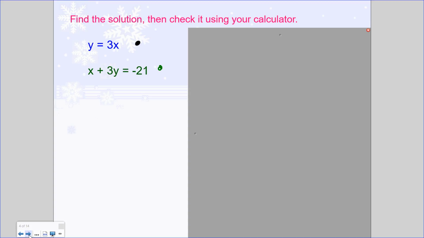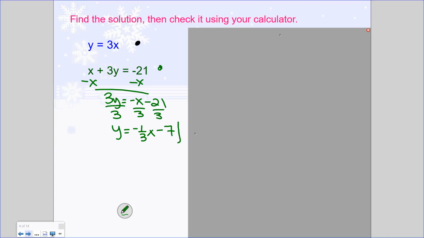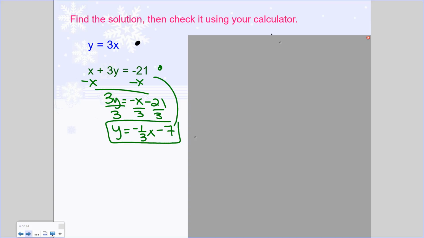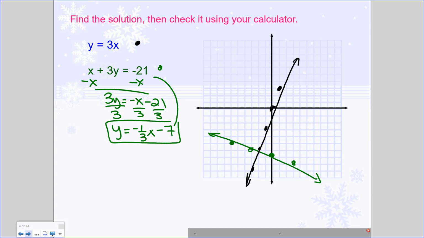Okay, so for this one, you should have isolated y, which means subtract x from both sides. Then you're left with 3y equals negative x minus 21. Then divide everything by 3, giving you y equals negative 1/3 x minus 7 for this second equation. Then you should have graphed both equations and noticed that it was not a clean intersection here. The points did not land on top of each other as you were plotting for your lines.